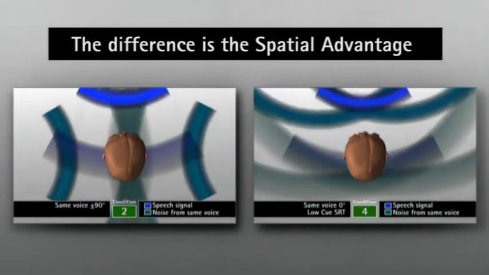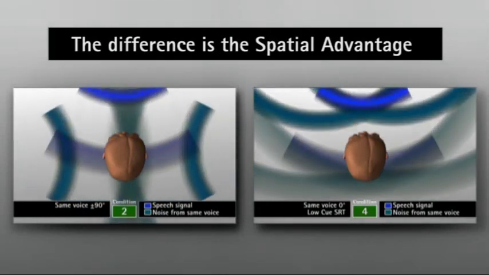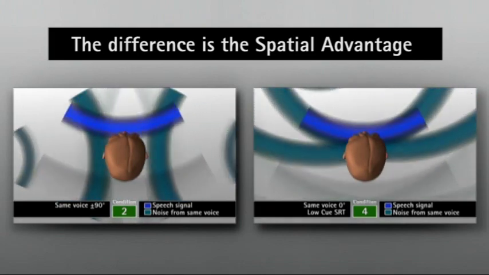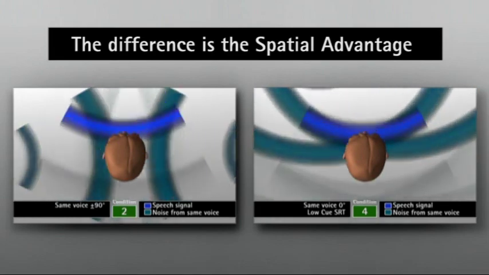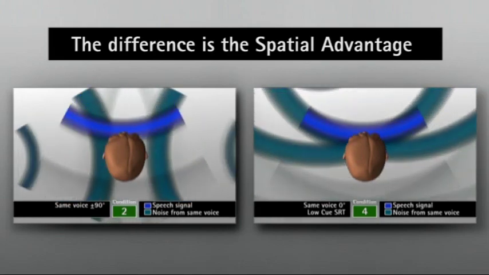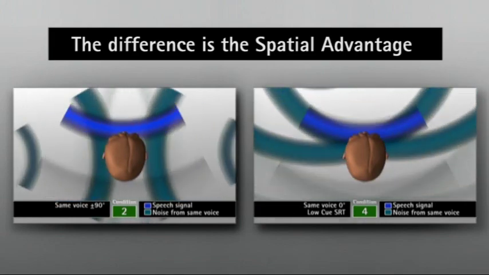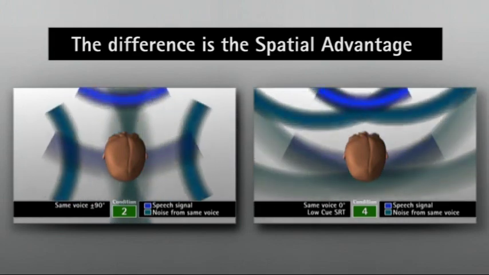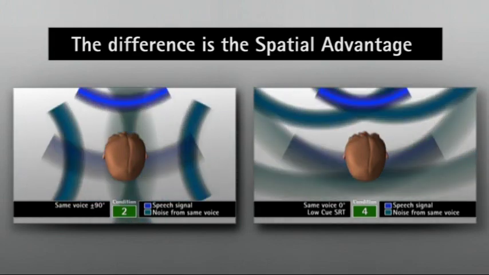Moving distracting voices from the front to the sides allows a child to make use of spatial cues. How much an individual child benefits from this movement is easily calculated by measuring the difference in scores between condition 2 and 4. This so-called spatial advantage is calculated automatically by LiSN-S and is a highly sensitive indicator. Children diagnosed with APD score very poorly in this spatial advantage test.